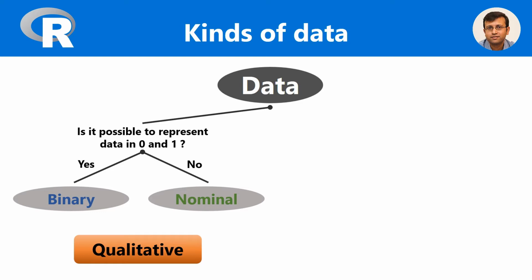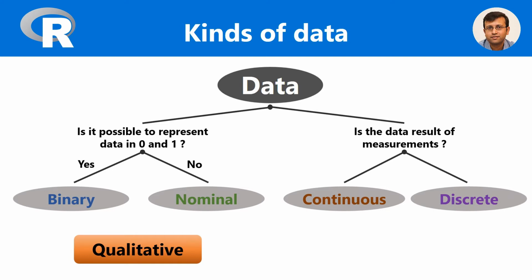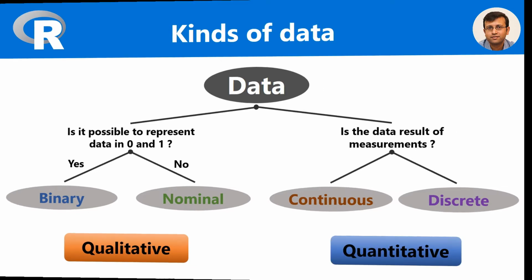The second classification of data is the data result of a measurement. Here the data can be of two types, continuous data or discrete data. This type of data is known as quantitative data.